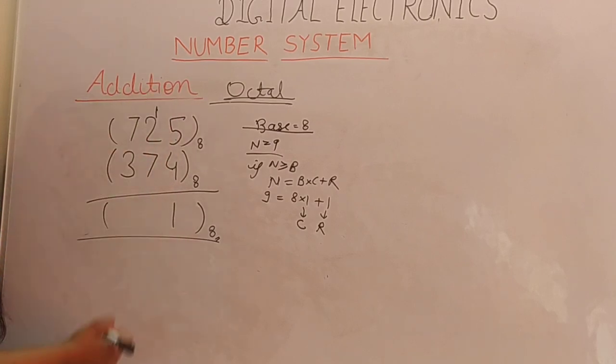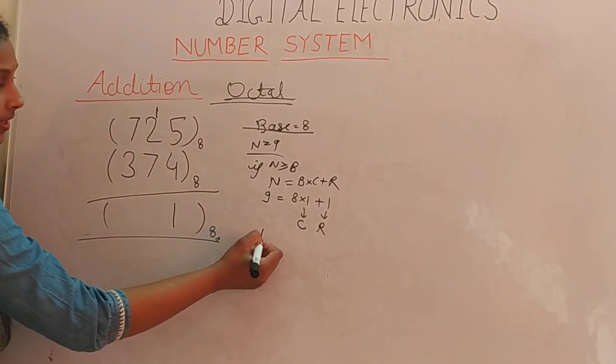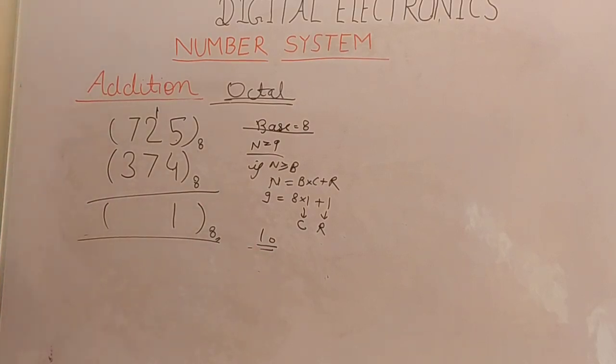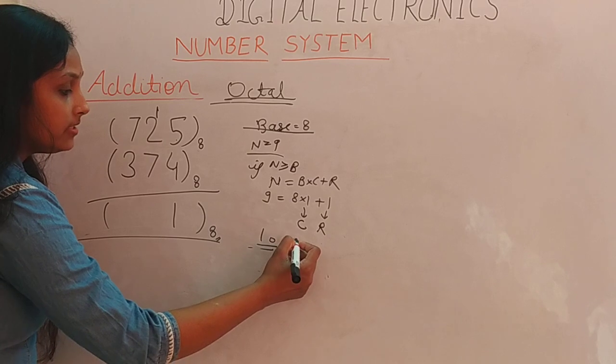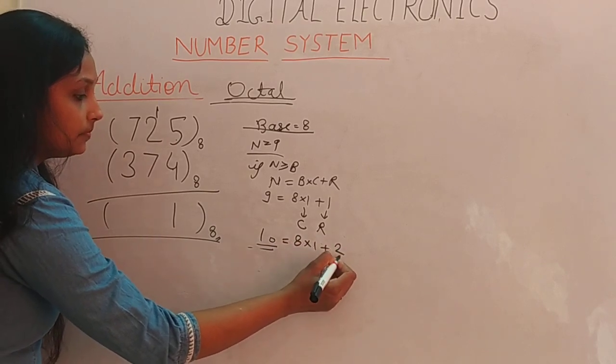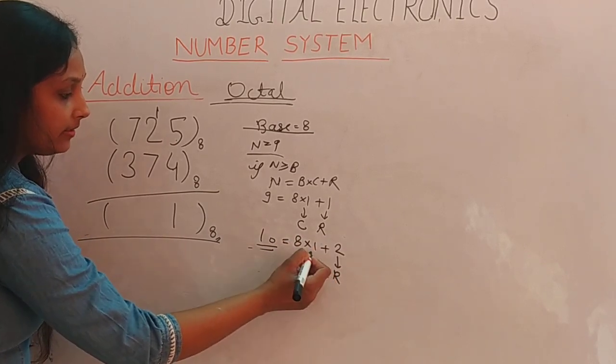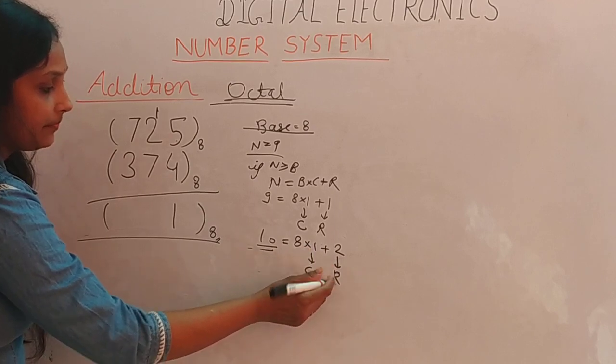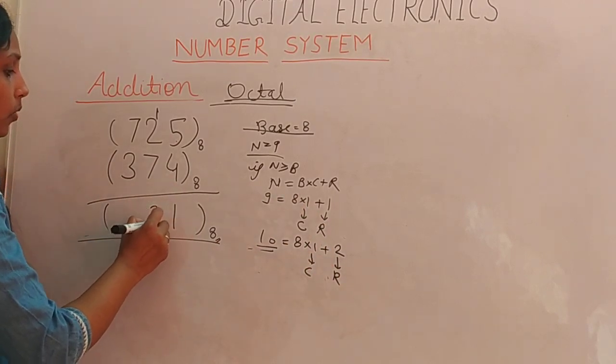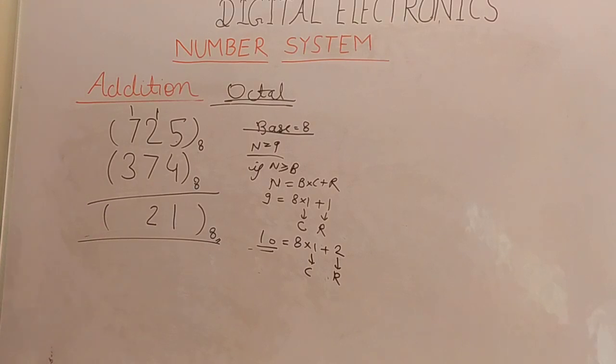Then 2 plus 1 is 3, and 3 plus 7 is 10. Again it is greater than the base. So we have to write 10 as 8 into 1 plus 2. So 2 will be the remainder and 1 will be the carry. Again we write here 2, and 1 is the carry.